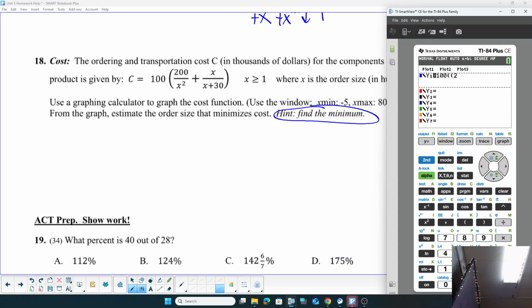So we have parentheses 200 divided by x squared, lots of parentheses going on, because we don't want to mess this up at all, plus another parentheses x divided by another parentheses x plus 30, close parentheses, there we go, close parentheses again. So basically we had to use a lot of parentheses because there's 100 multiplying that whole thing. And we also had a fraction with a plus, so we needed parentheses around that on the bottom.